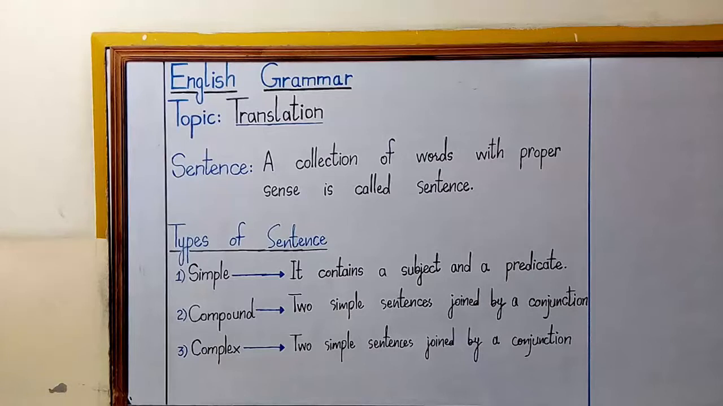2 simple sentences joined by a conjunction can be called a compound sentence and can be called a complex sentence. And you already know what a simple sentence is. A simple sentence contains a subject and a predicate. So when we are talking about 2 simple sentences joined by a conjunction, it means 2 individual simple sentences: one with a subject and a predicate, and the second with a subject and a predicate. When these 2 simple sentences are joined by a conjunction, it is called a compound or a complex sentence. If 2 simple sentences joined by a conjunction can be called both compound and complex, then what is the difference between these 2? Let's take a look at this.